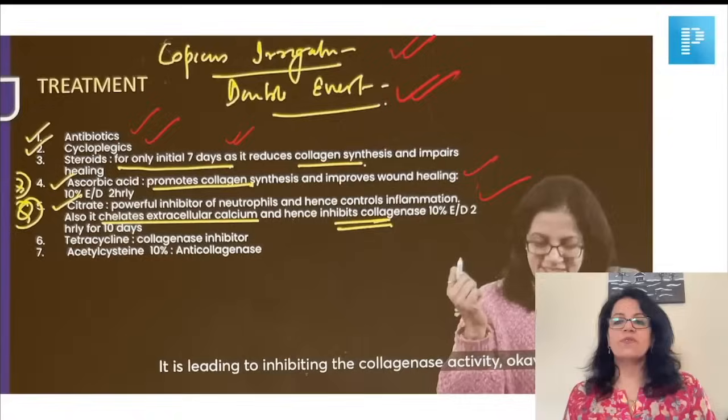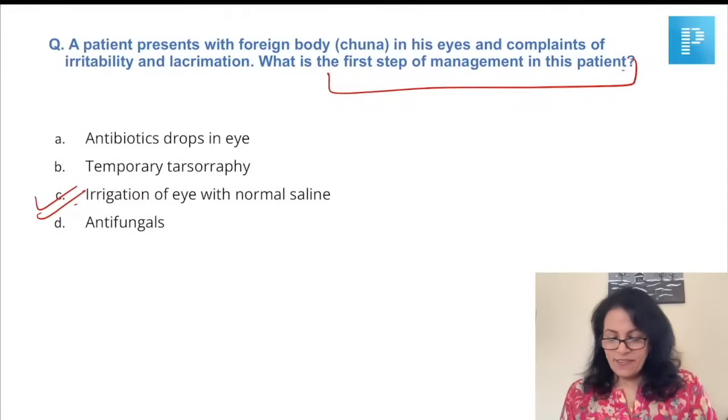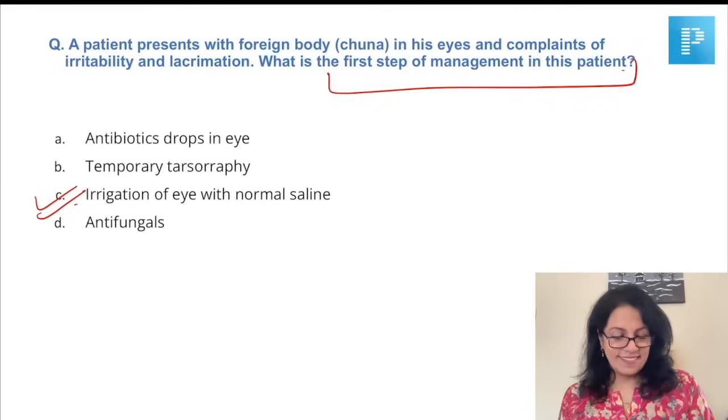No, no, no. It's not like that. Don't think in that term, Harish. We have to wash the eyes. We have to try to remove that particle from the eye.